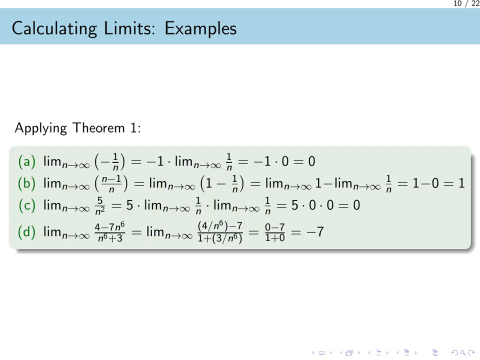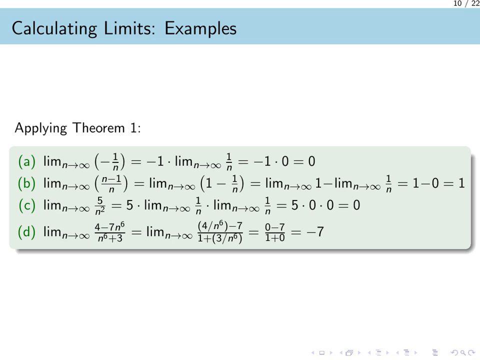We can now combine the algebraic limit rules with our known basic limits to evaluate more complicated sequences. These examples demonstrate how the sum, difference, product, and quotient rules are applied in practice. In the first case, we use the constant multiple rule. The limit of -1 over n is simply -1 times the known limit of 1 over n, giving us a result of 0. For the second example, we first rewrite the fraction as 1 minus the quantity 1 over n. Applying the difference rule, the limit is 1 minus 0, which equals 1.